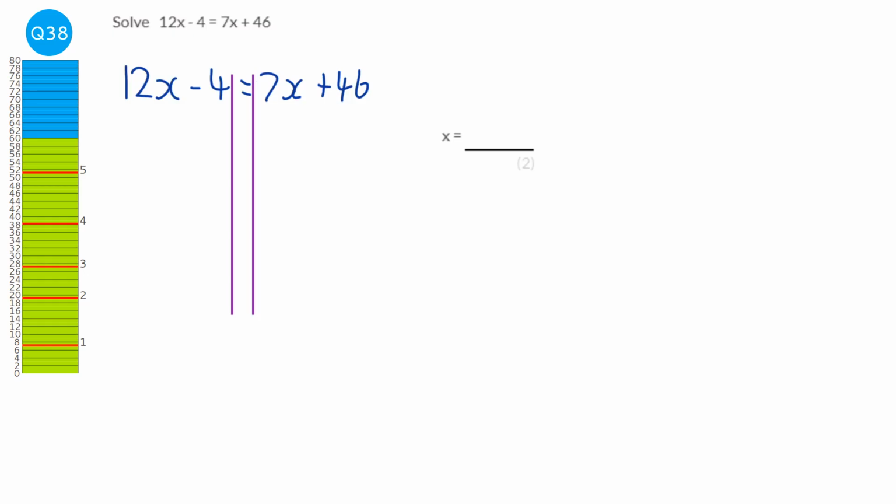So we've got our lines in, and we're going to take away 7x both sides. And so 12x take away 7x is 5x, and the 7x is gone, so it's just equals to 46. Then we've got the minus 4 to get rid of, so we're going to add 4 both sides.